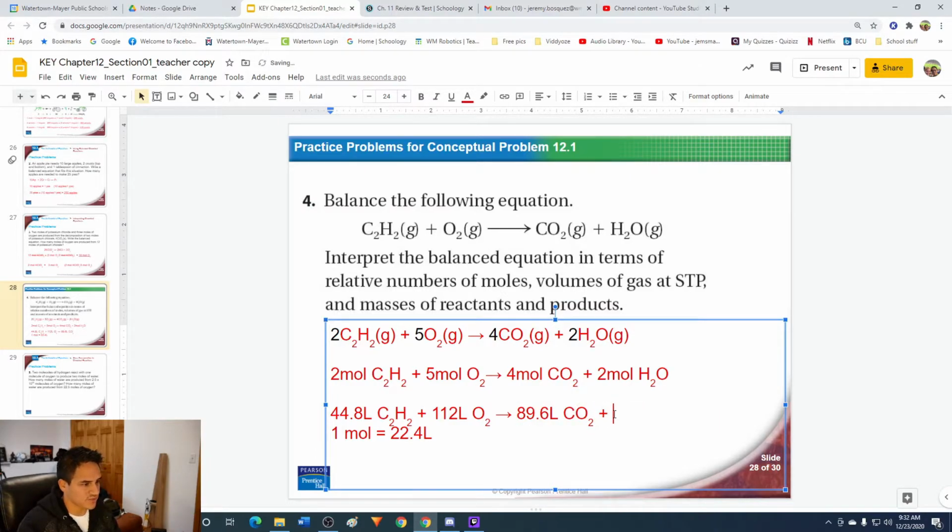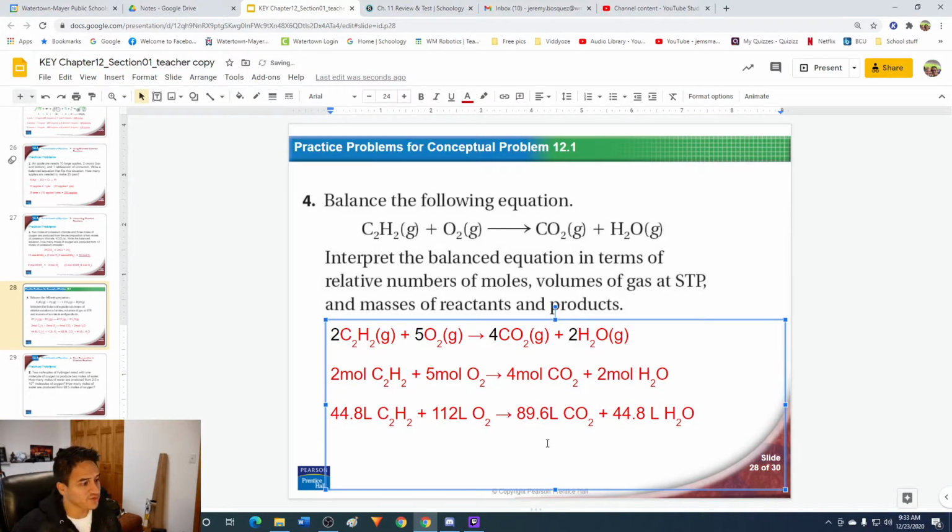And then lastly, we have 2 moles of H2O, and times that by 22.4 liters. So that is 2 times 22.4, that is 44.8 liters of H2O. Okay, so there we go. There is all of our stuff in terms of liters. We just got to do a little bit of multiplication.